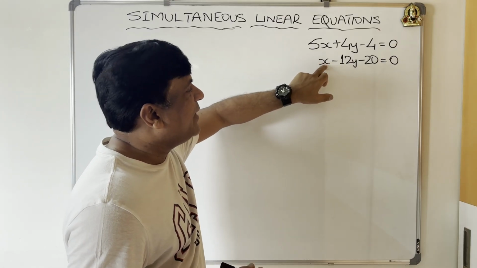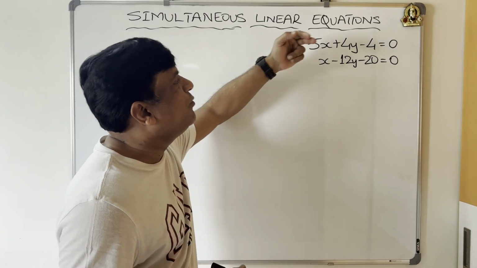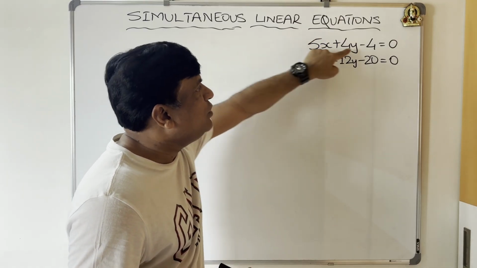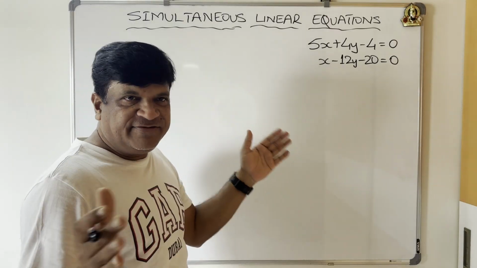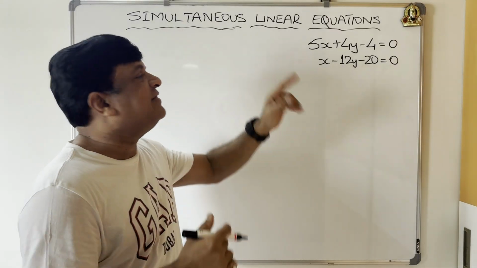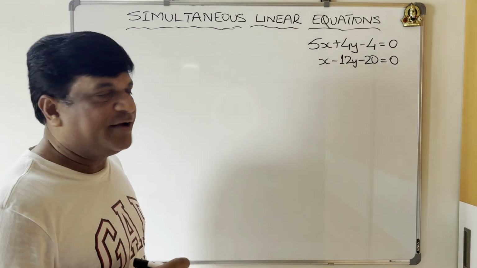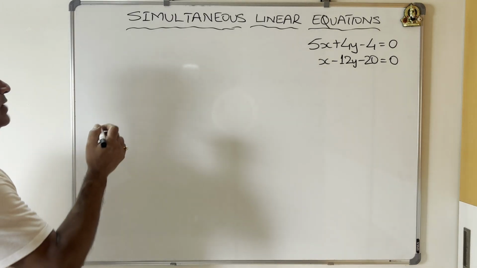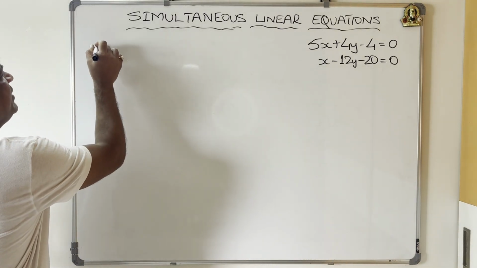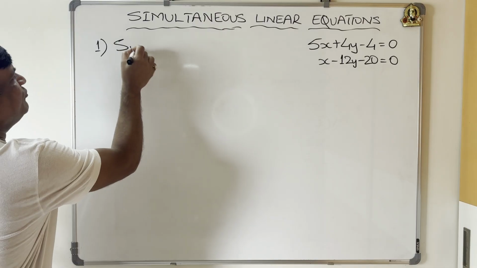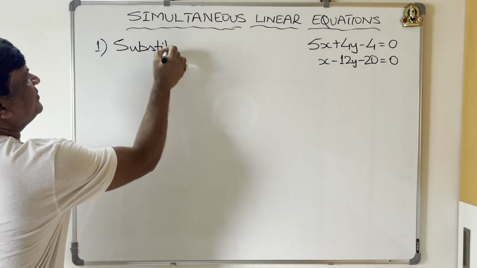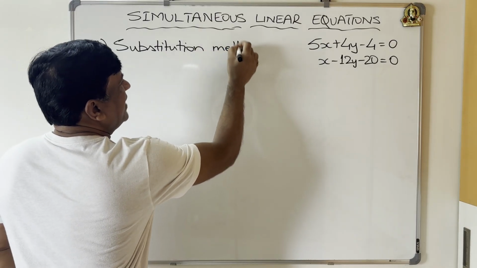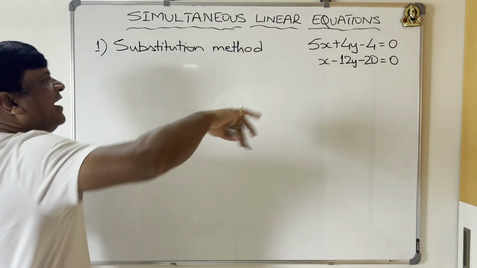When you get the pair of values of x and y and put them back into these equations, it means that these two linear equations, which are lines, will coincide at that particular point, whatever value you get. Let's get into the details of how to solve and what the different methods are. The very first method is known as the substitution method. Let me explain this, and then I'm going to go to the second and third methods.